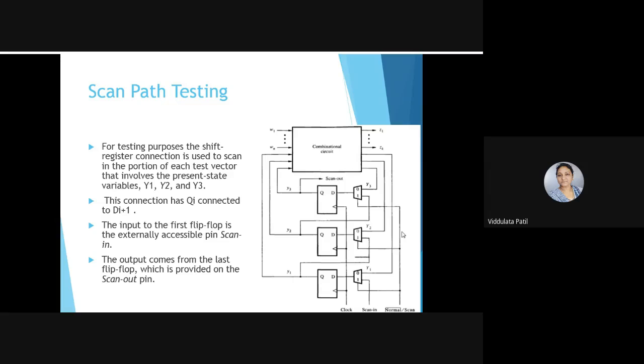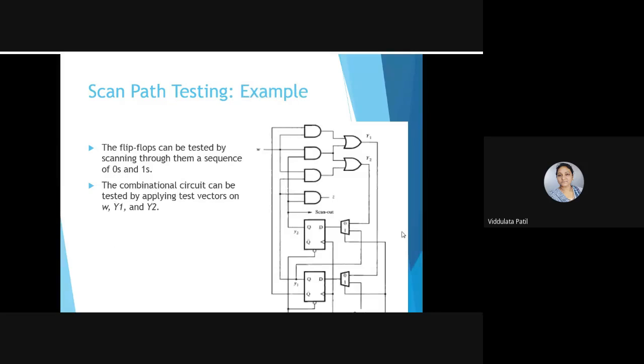Okay, so now let us consider a specific circuit that can be used for scan path testing. That means using this technique, how we can test certain circuits. Here we have two flip-flops and a combinational circuit with an AND gate and an OR gate.